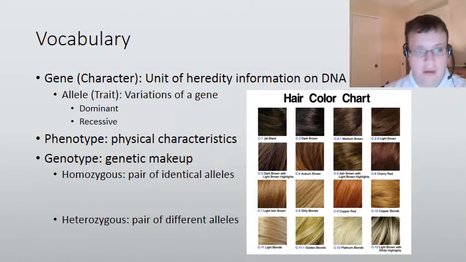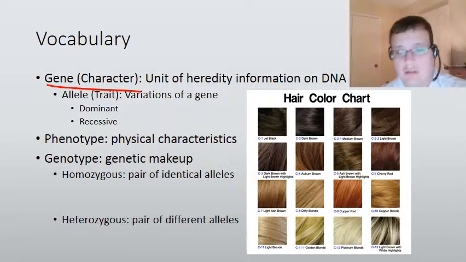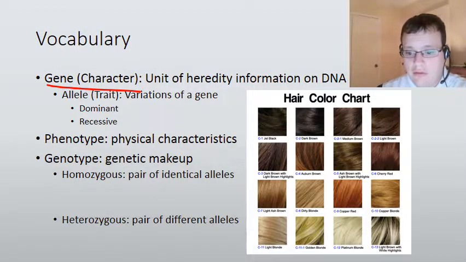So to begin, we have to go over some basic vocabulary. So we have gene. A gene is just a character, like hair color, that is a type of gene. Eye color is a type of gene, and within that gene you have different forms of it. Like with hair color, such as in these pictures down below, you have different alleles for dirty blonde, or copper red, or copper blonde. All these would have different alleles of that gene, which are just different variations.